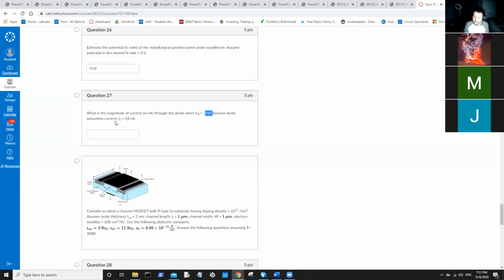But now here's the thing. We have -10 nanoamps, which is what I put into my answer. And it was wrong because the question asked about the magnitude.